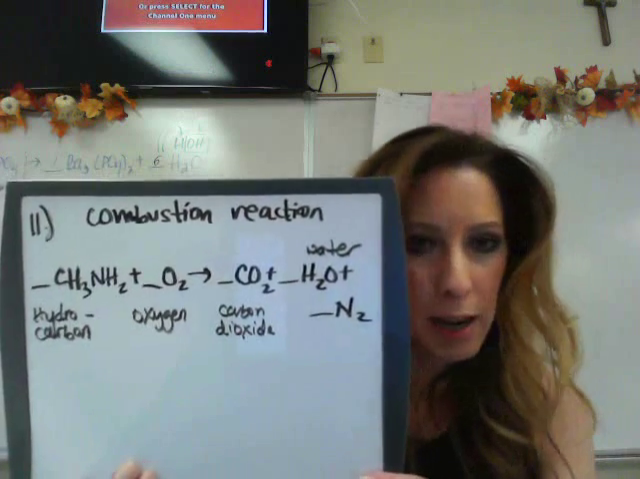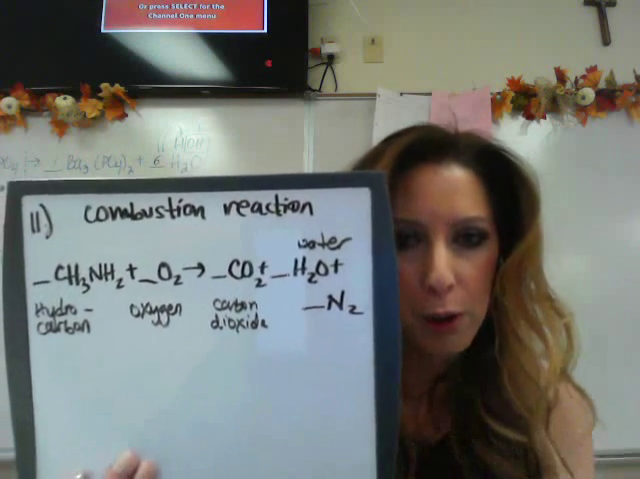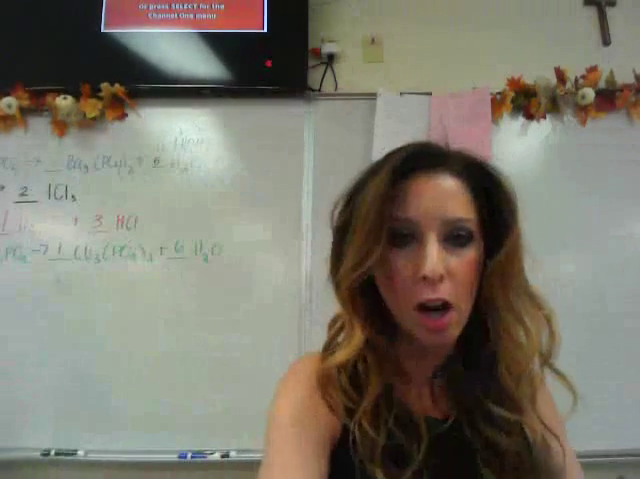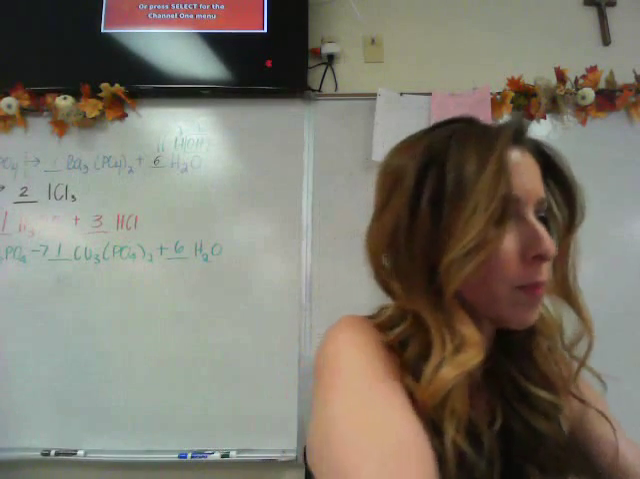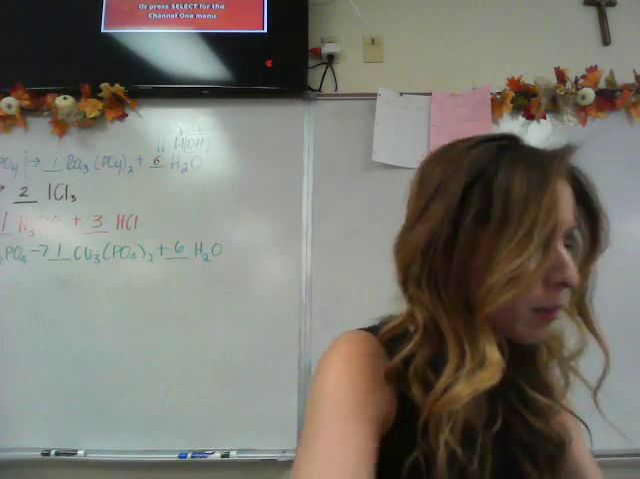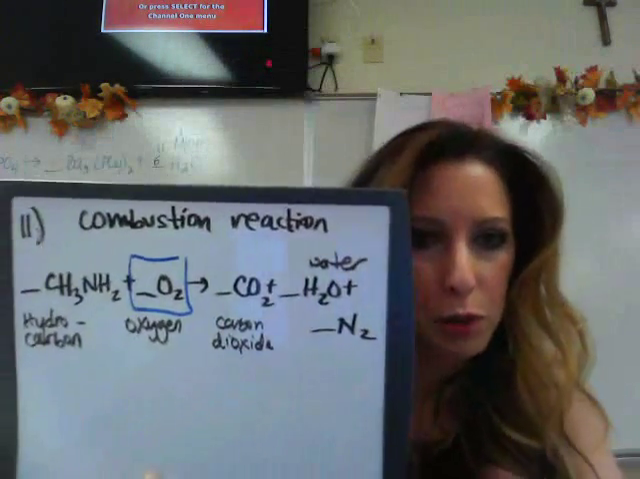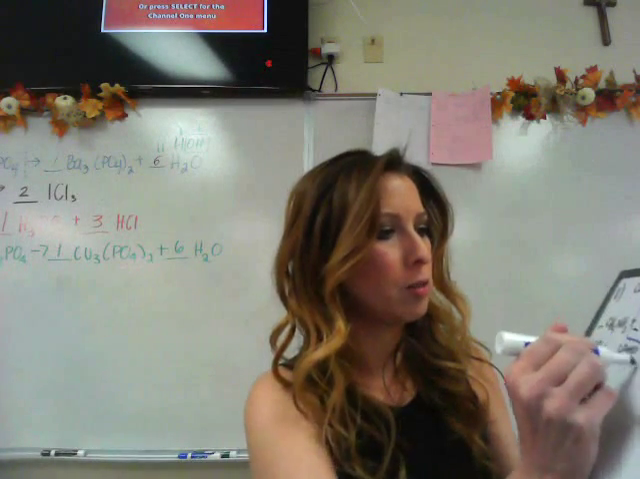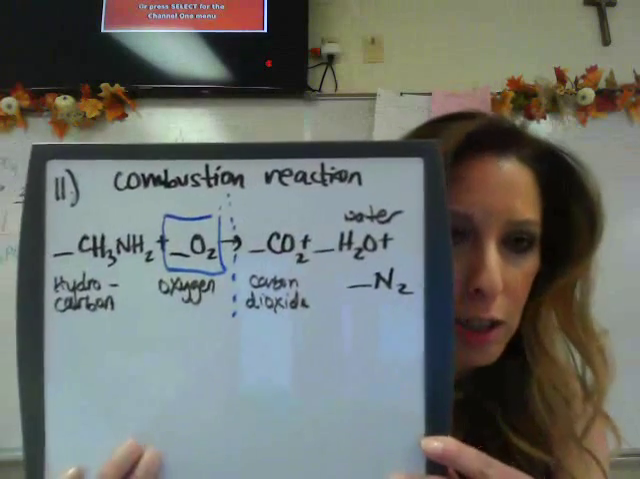What I want you to do is highlight the O2, because when you have a combustion reaction and you've got O2 by itself, you want to balance oxygen last. So I'm going to put a box around O2, and we're going to start with the carbons. If I put a dashed line down the arrow, you've got one carbon on each side.